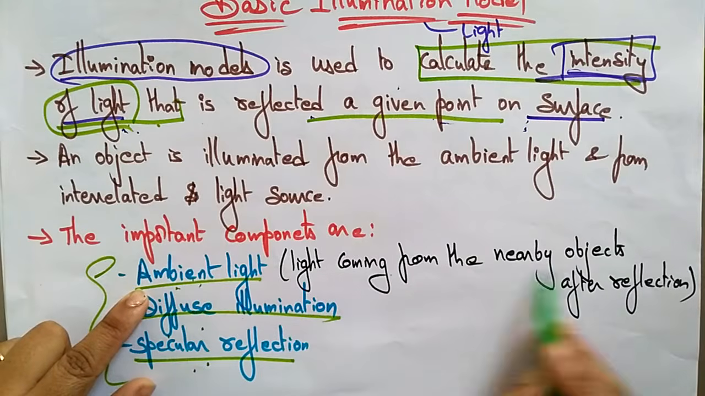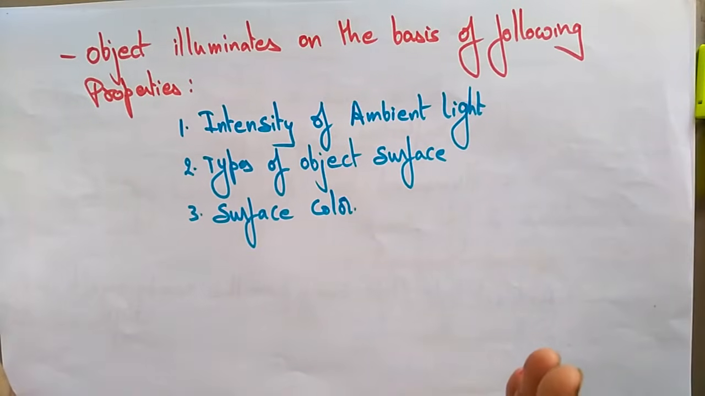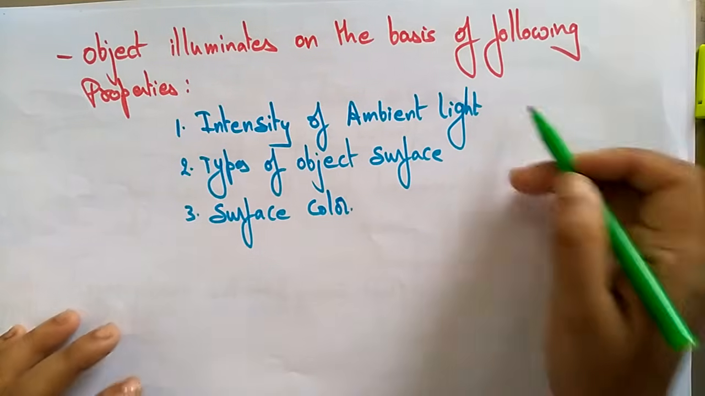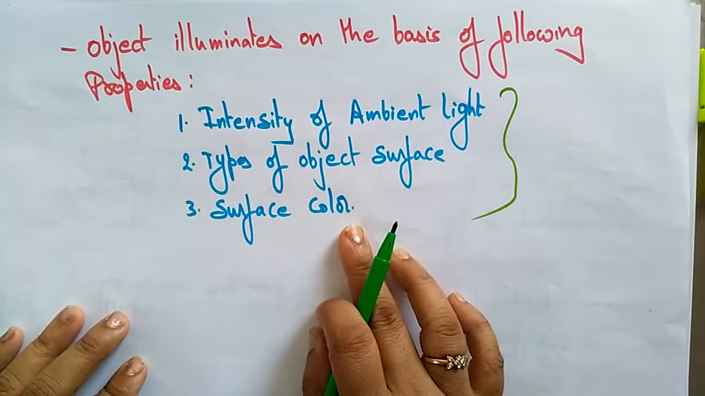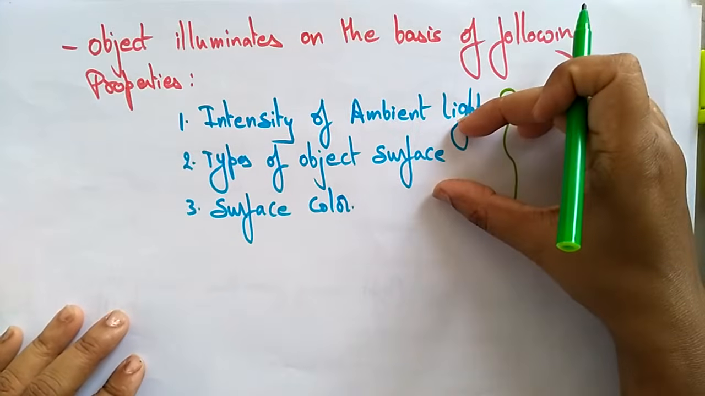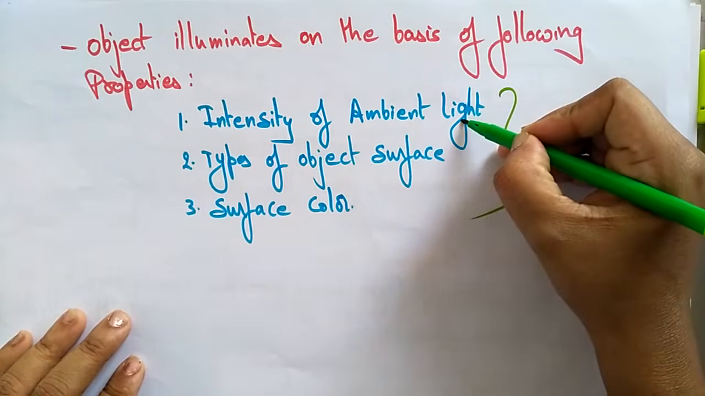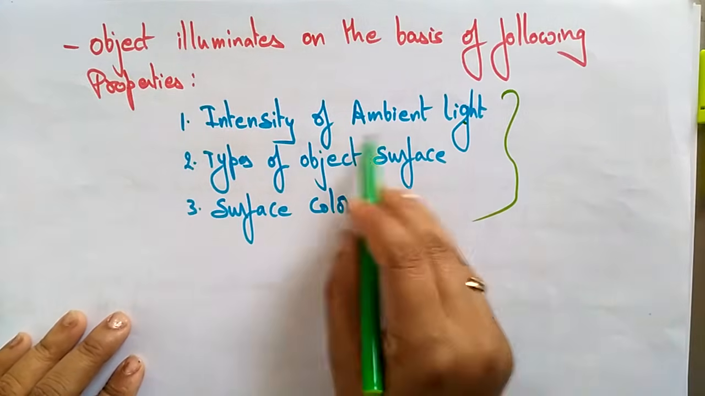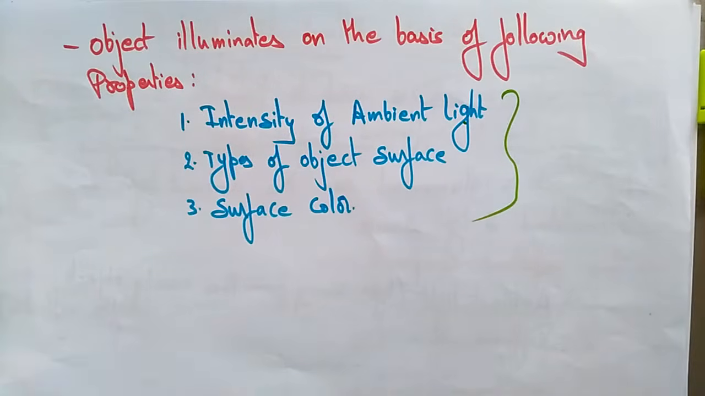Ambient light is the light coming from nearby objects after reflection. The object is illuminated on the basis of some properties. Whatever object you are taking, on what basis does it illuminate? On the basis of the intensity of ambient light, the type of object surface, and the surface color. Based on these three properties, the object is illuminated. Ambient light is nothing but the background light, which I'll explain later. Roughly, it is the complete background light that you are able to see here.